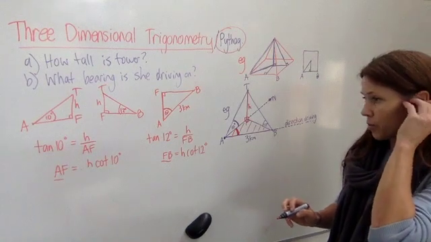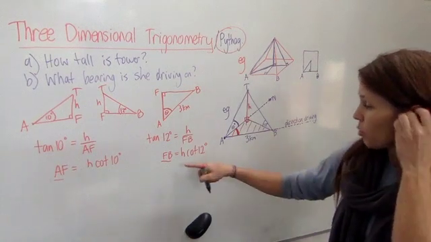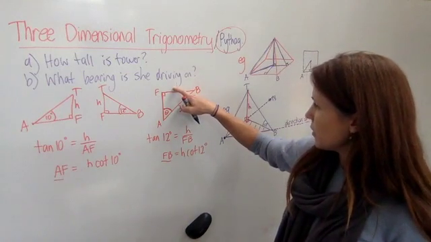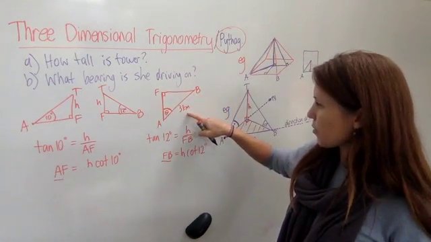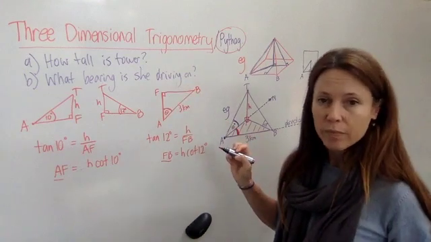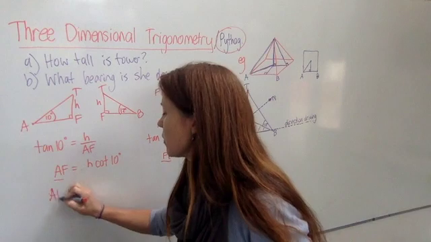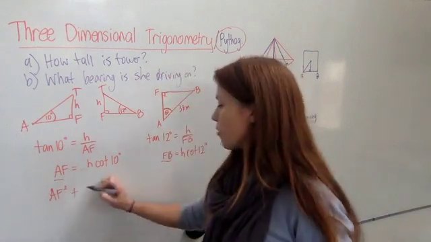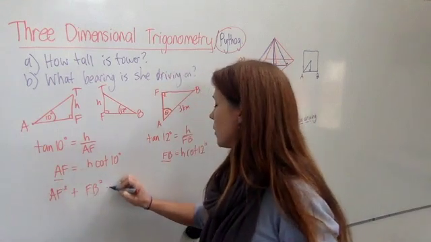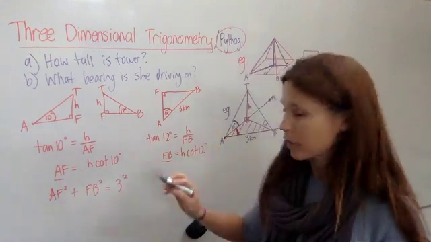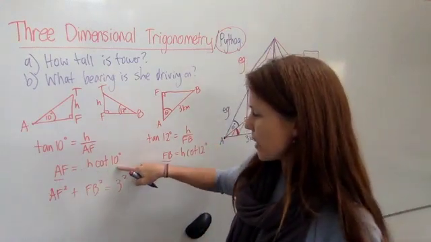What do I do with those? Well, I could use Pythagoras here because I know that FB here and FA and the 3 are sitting in a right angle triangle. So that tells me that AF squared plus FB squared must be equal to 3 squared. Now this is going to get a little bit complicated looking. That means I need to square this.